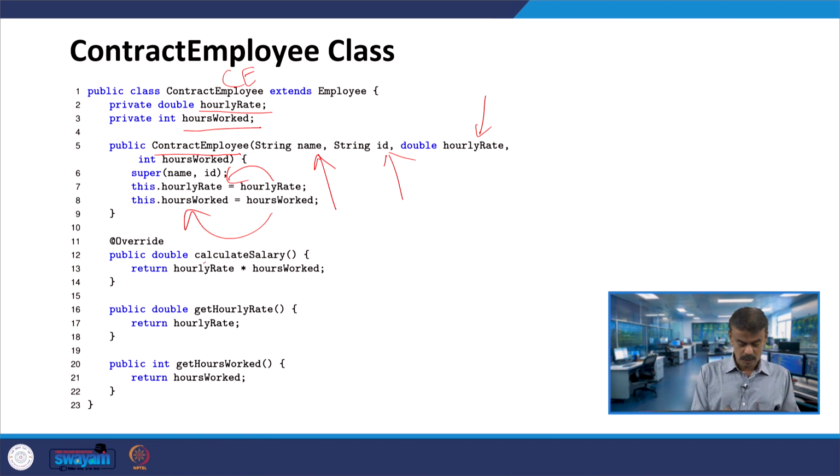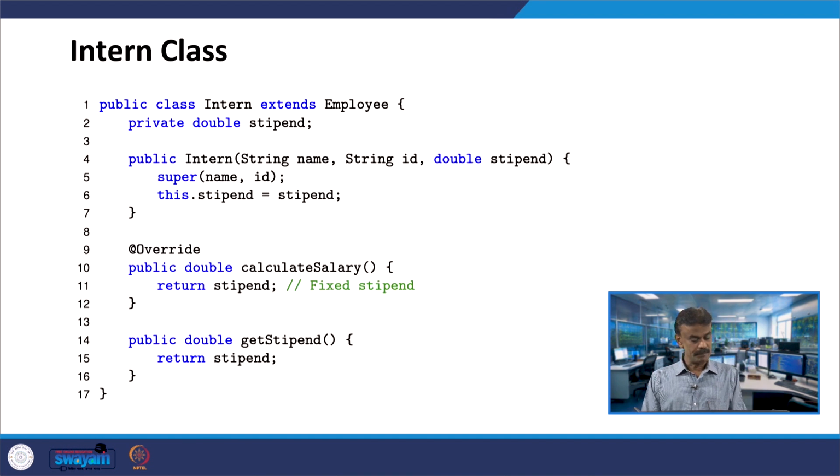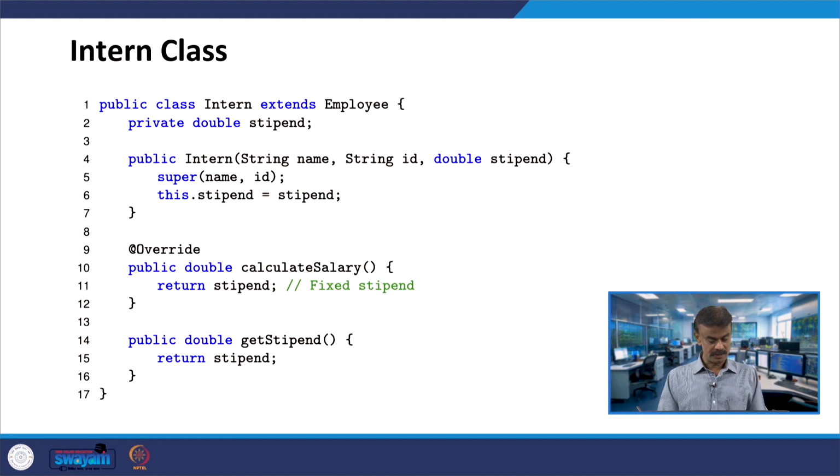Again, calculateSalary will be overridden from the super class, and hourly rate will be multiplied by hours worked. getHourlyRate will return hourly rate and getHoursWorked will return hours worked. So, this is the ContractEmployee class, and the last one is the Intern. The Intern class is extending Employee. So, these three classes are inheriting Employee, that is the meaning.